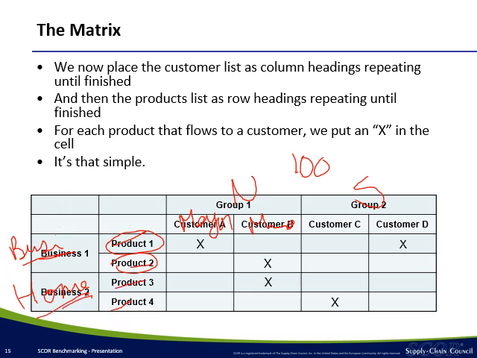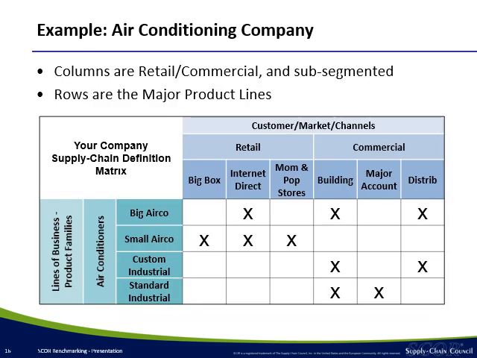Let's have an example like this one. This is an air conditioning company. It divides the market into retail and commercial. For the retail, they divide it into big box, internet direct, and stores. For the commercial, they divide it into buildings, major accounts, and distributors. So instead of listing all the possible customers, for example Internet Direct, where we have like 100,000 customers, we just group them and say this is the internet sector.